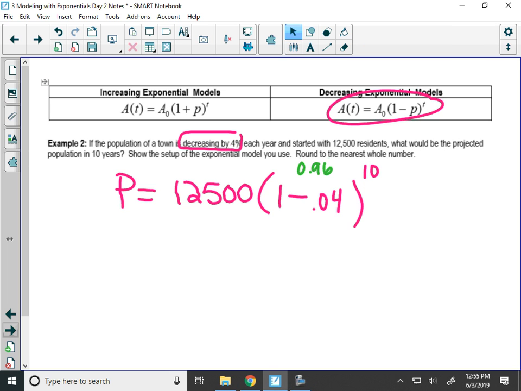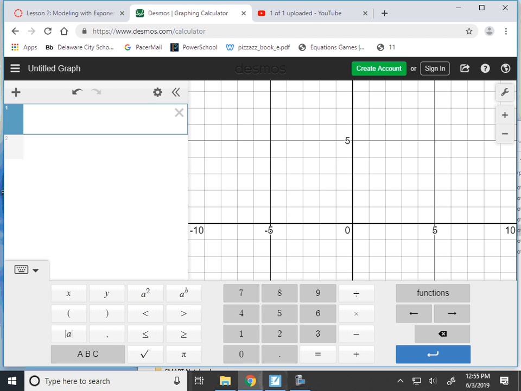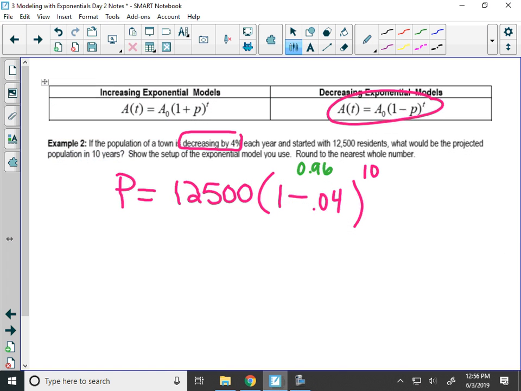All right, so let's type this into Desmos and see how many people there are in 10 years. 12,500 times 1 minus 0.04 to the 10th power. It looks like to the nearest whole person, there's about 8,310 people left. So after 10 years, you only have a little over 8,000 people left in the town.